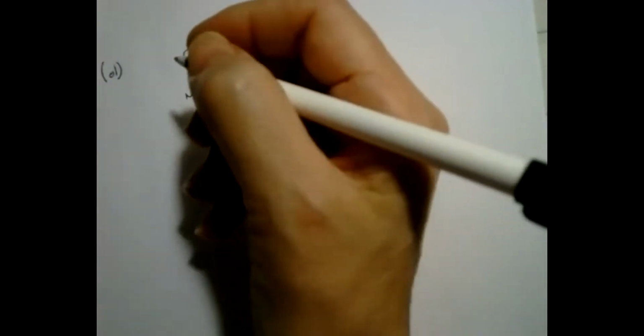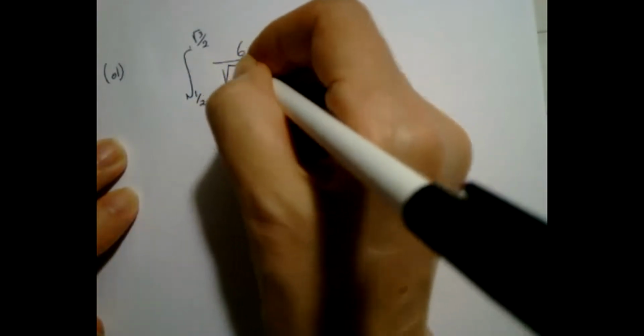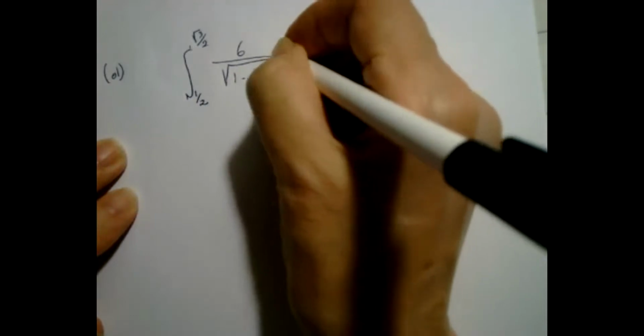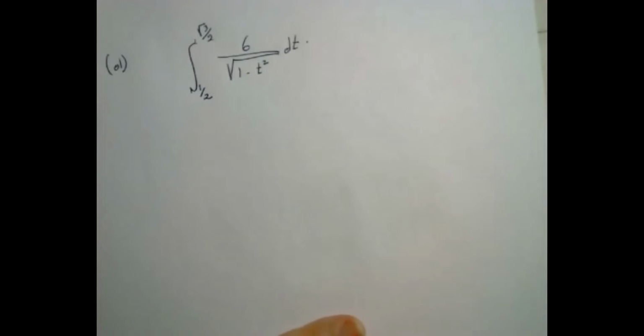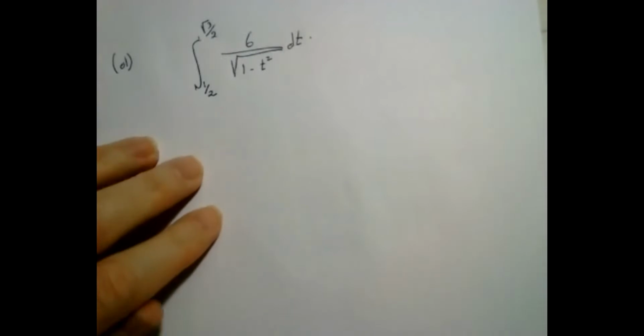D. It's the integral from 1/2 to the square root of 3 over 2 of 6 over the square root of 1 minus t squared dt. All right, questions, ideas? Who did that problem? I can do it. Go for it.